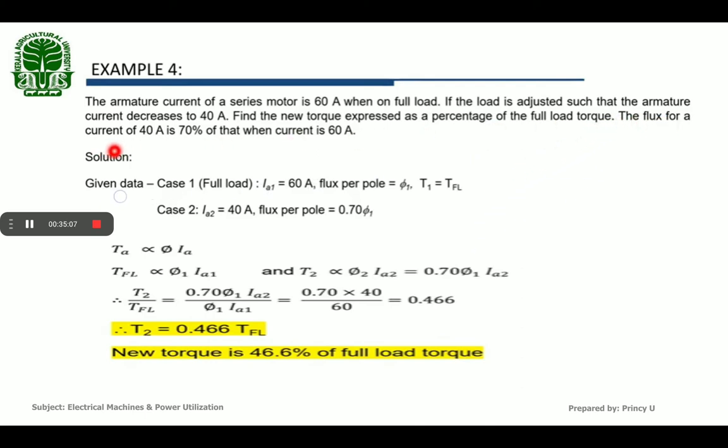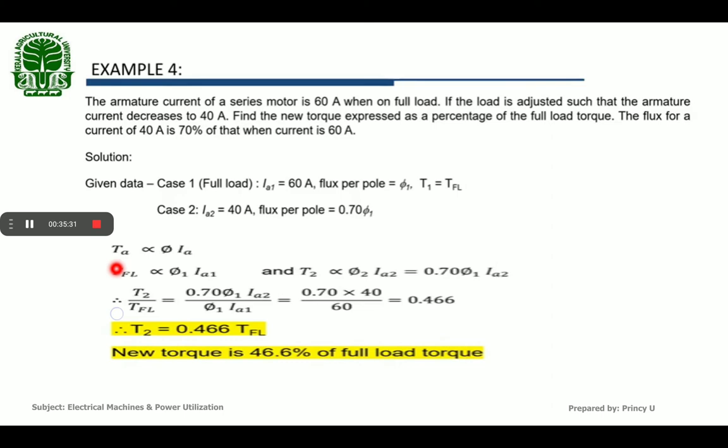And the flux for a current of 40 ampere is 70% of that when the current is 60 ampere. That is, φ1 is the flux per pole in the first condition. Then in the second condition it is 70%, so you can write it as 0.7φ1. Flux per pole of the second case is 0.7φ1.